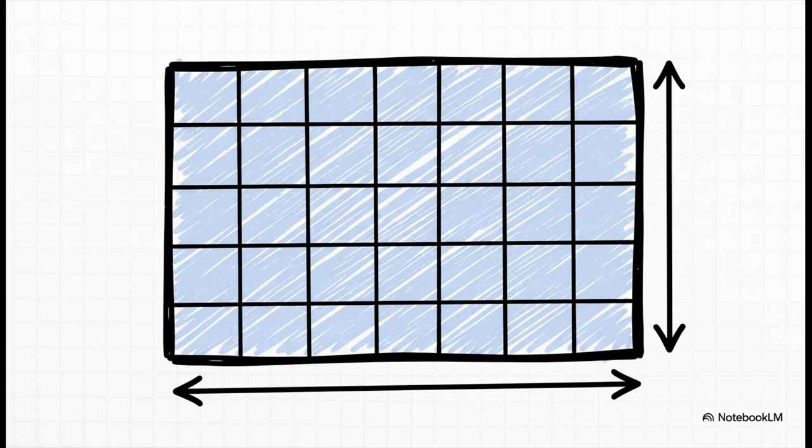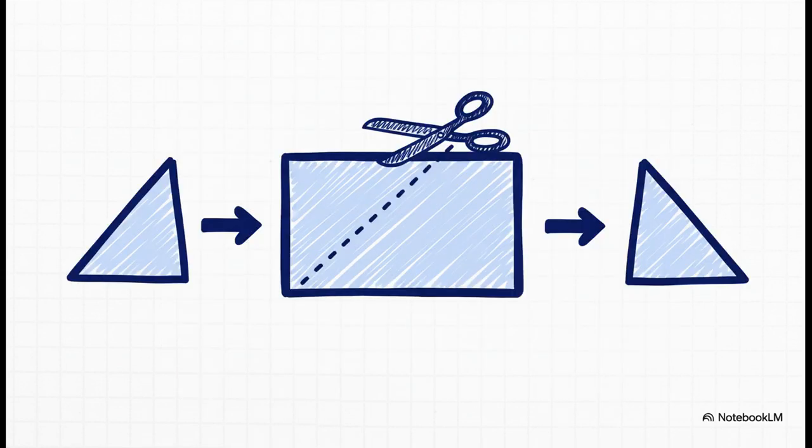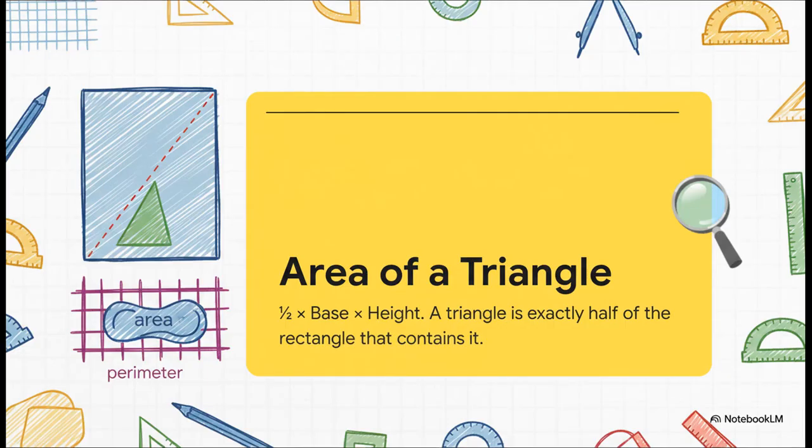We've got that down. But now imagine taking that rectangle and just slicing it right down the middle with a diagonal line from one corner to the opposite. What do you get? 2 identical triangles. And boom, that's it. That is the entire secret to the triangle's area formula. Because a triangle is exactly half of its matching rectangle, its area is just 1/2 of the base times the height. It really is that simple.